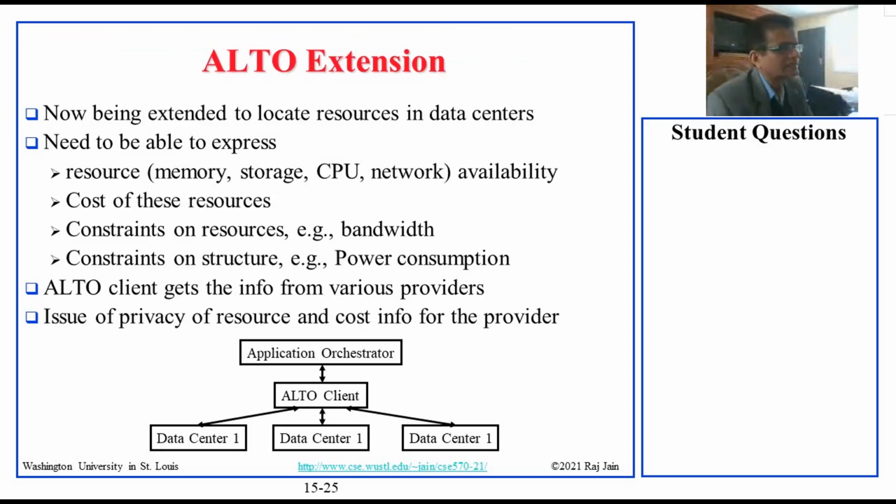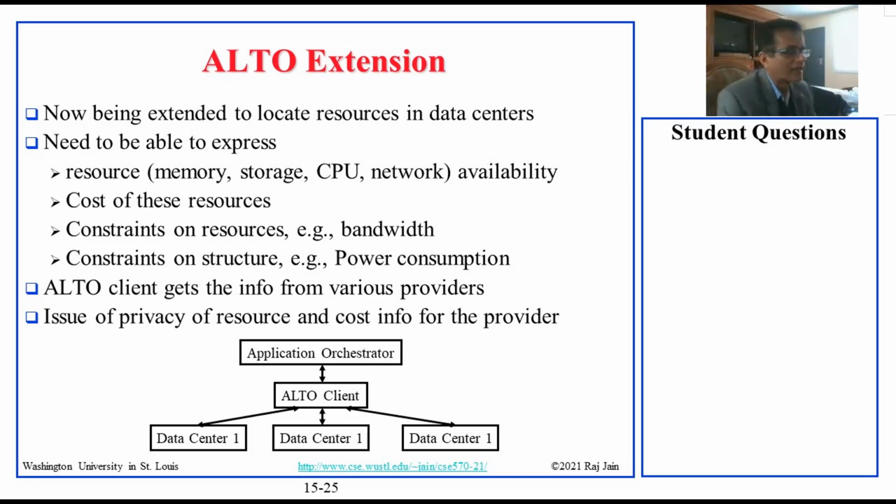So now it is being extended to locate resources in data centers. When the data centers came in, they said, okay, we do it already in P2P, so why don't we do this in the data centers? When you want to know where is the router, where is the firewall, where is the load balancer, we can just go to the ALTO server and ask them. So we need to be able to express what resource we need, what is the cost of these resources, what are the constraints on the resources I'm looking for, and what are the constraints on the structure, for example that I want something that doesn't consume too much power.